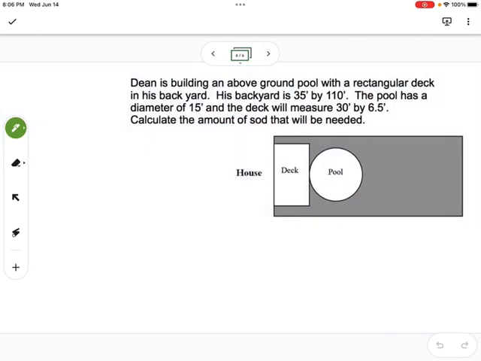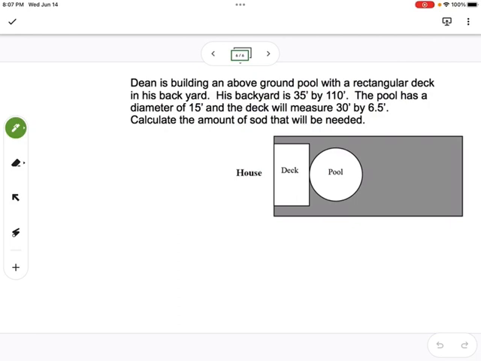Okay, and last question here that we want to look at. Dean is building an above-ground pool with a rectangular deck in his backyard. His backyard is 35 by 110, and the pool has a diameter of 15. The deck will measure 30 by 6.5. Calculate the amount of sod that will be needed.